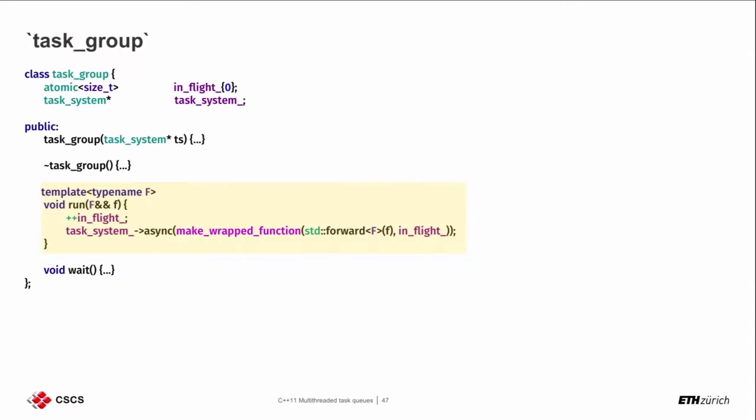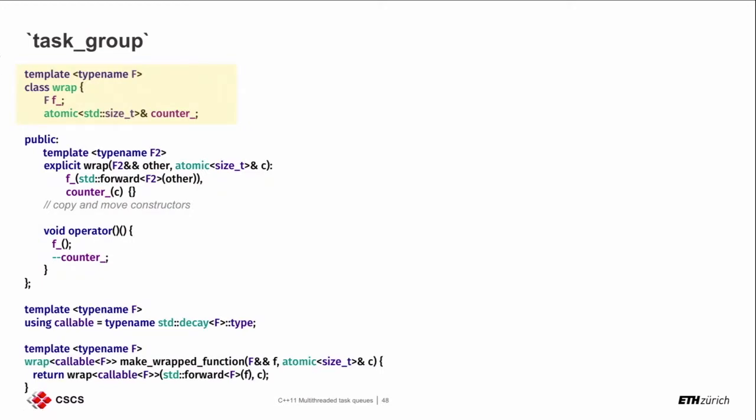So this make wrapped function actually makes a new class for us, which is this wrap class, which contains the task f, the function f. Now it's a template. And it also contains a reference to the counter, which is the in-flight, the number of tasks in our task group that are currently being executed. And we create this wrap function using this make wrapped function from just the slide before. And again, it takes F&&, so a universal reference, and it takes the reference to our counter, and it forwards it to the wrap along with C. Again, to move when necessary and copy when necessary.